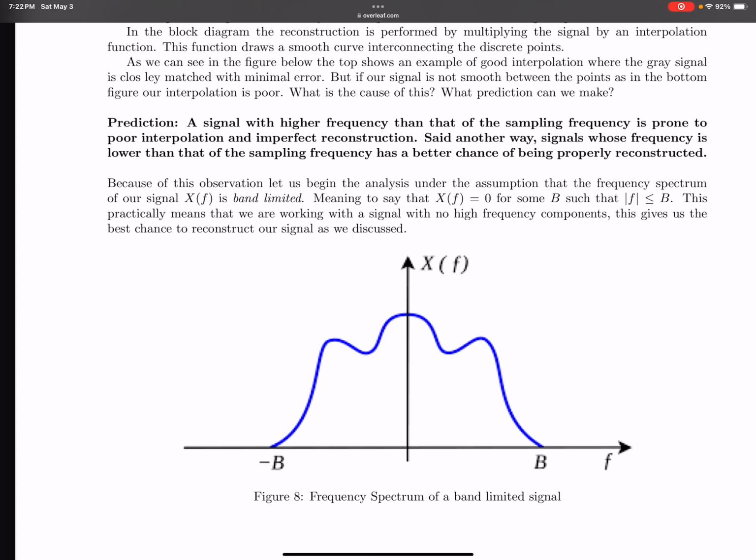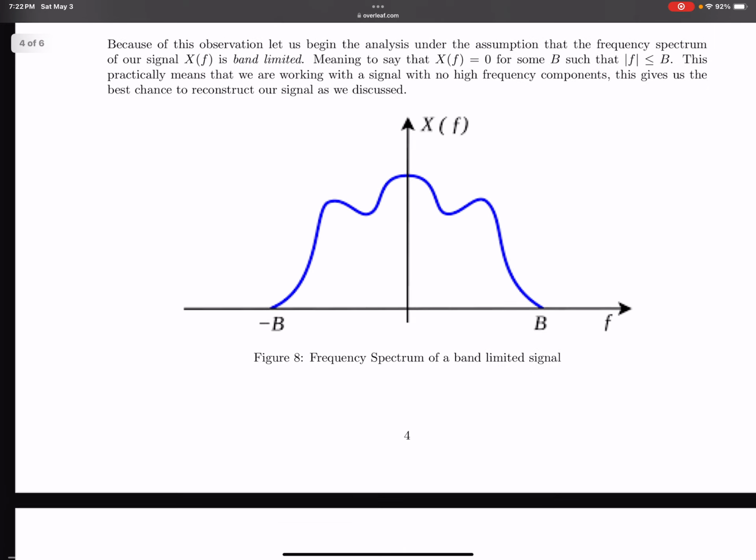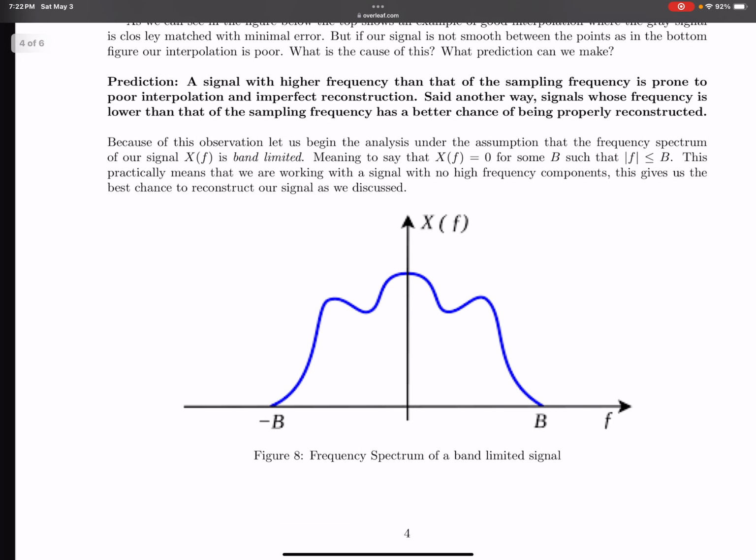We haven't done any math here. This is just a qualitative analysis so far. But this is a pretty reasonable assumption based on these two figures that we looked at, right? So that's where we're going to start our quantitative analysis.